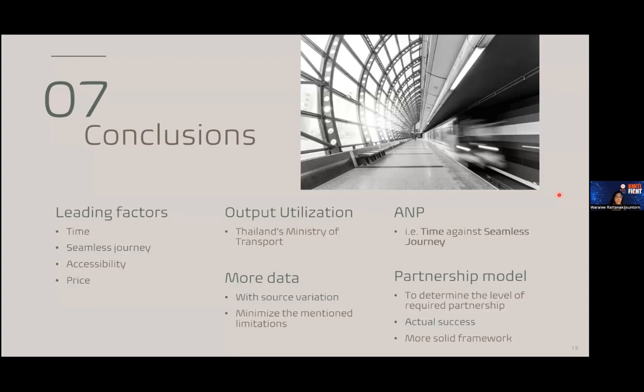To conclude, what we have done so far, the leading factors we have identified would be time, seamless journey, accessibility, and price. And as I have mentioned earlier, this research was conducted under the MOU with the Ministry of Transport of Thailand. So the Ministry of Transport can further utilize the output, suggestions, and recommendations with the future aerial integration projects. And we need more work to be done.